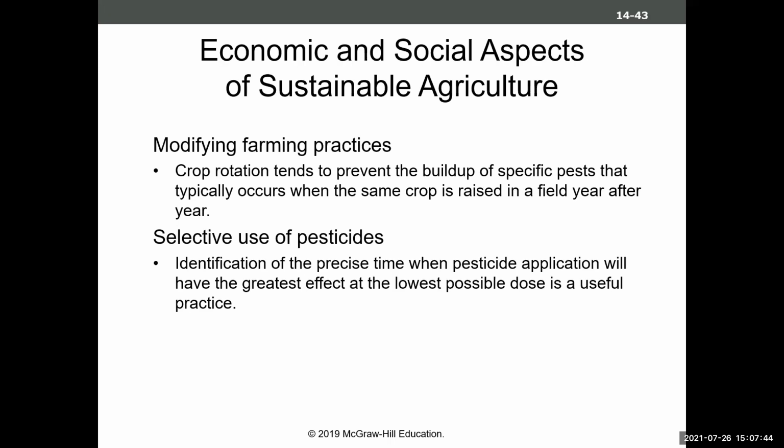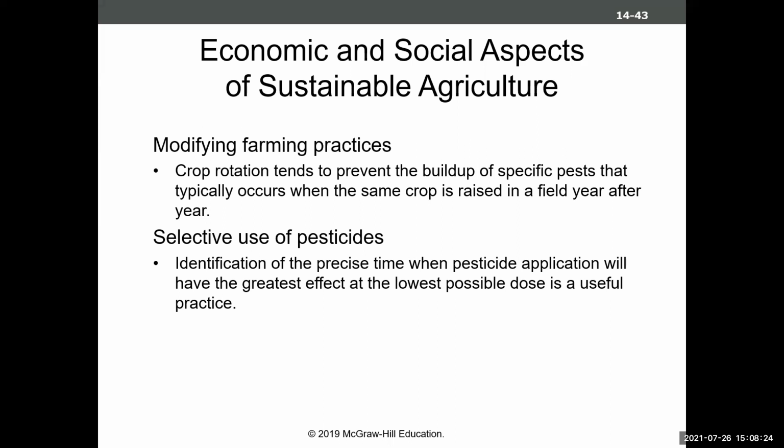In terms of economic and social aspects of sustainable agriculture, if we modify farming practices, we can really try to get at some of the issues that we've mentioned. So, for example, crop rotation helps prevent the buildup of specific pests, because if you raise the same crop year after year, those pests don't have to go anywhere. They're able to persist in that environment year after year and build up their population. Crop rotation helps prevent that and helps knock that population down.